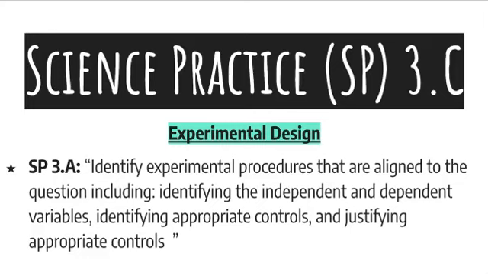All right, so this is Science Practice 3.2. And so this is what's going to be on the AP exam. So it's 3.8 states that you have to identify experimental procedures aligned to research questions. And so notice here how you're going to be identifying independent variables, dependent variables, identifying appropriate controls, and then justifying why you use these controls.